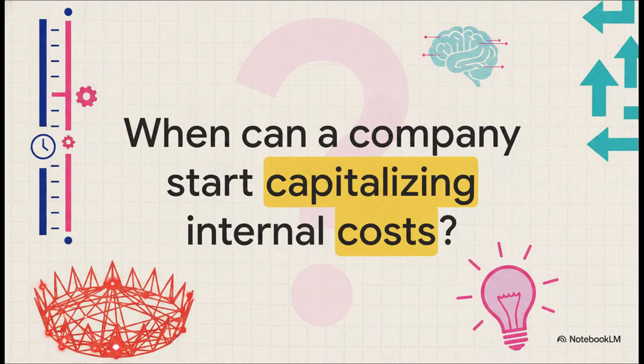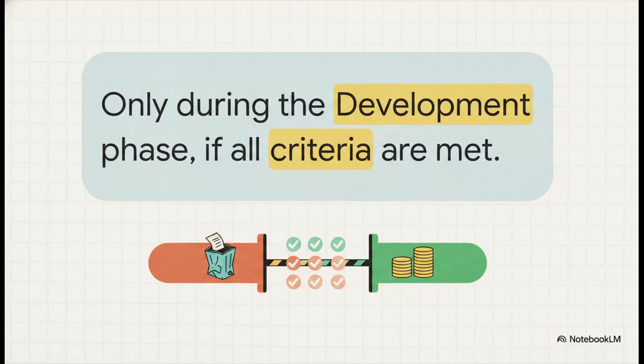Last question. Think about the timeline of an internal project and that trap I warned you about. At what specific stage can a company finally start capitalizing its costs? You can only begin capitalizing during the development phase, and not a single moment before you clearly prove all 6 capitalization criteria. Any cost incurred in the research phase or in the development phase before you hit those 6 criteria goes straight to the income statement as an expense, and you can never reinstate them as an asset later.